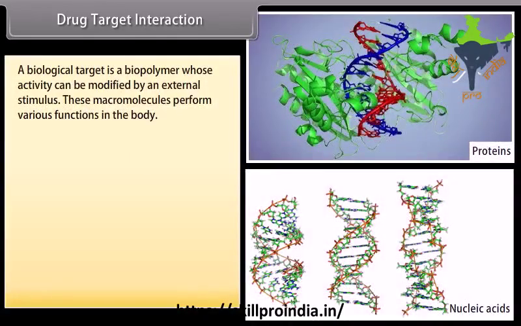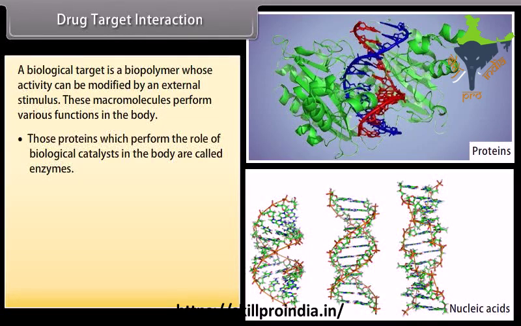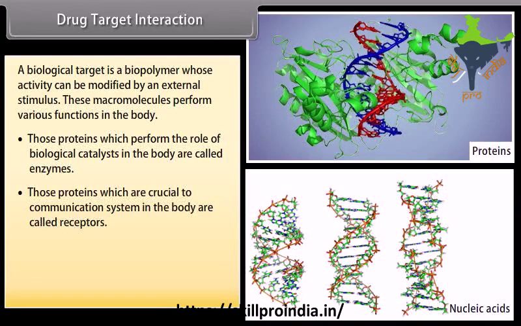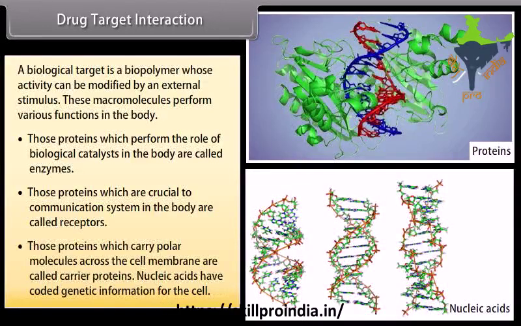Drug-target interaction. A biological target is a biopolymer whose activity can be modified by an external stimulus. These macromolecules perform various functions in the body. Those proteins which perform the role of biological catalysts in the body are called enzymes. Those proteins which are crucial to the communication system in the body are called receptors. Those proteins which carry polar molecules across the cell membrane are called carrier proteins. Nucleic acids have coded genetic information for the cell.